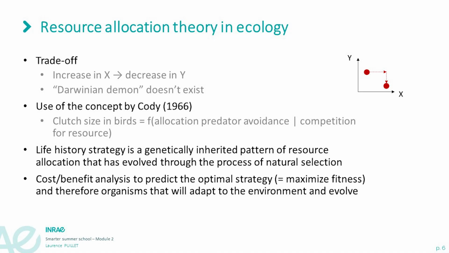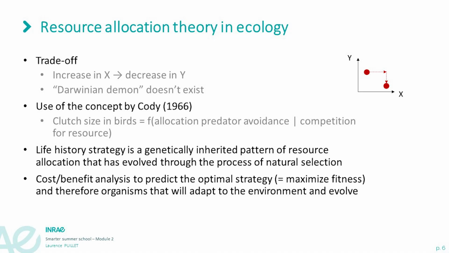So, okay, a trade-off, very, very close to allocation theory. It means that if you increase X, you will decrease Y. So very simple saying like that, but applied to farm animals, it's a bit more complicated. So that's the little graph I put on the top right of the slide. And it's just to say that the Darwinian demon doesn't exist.